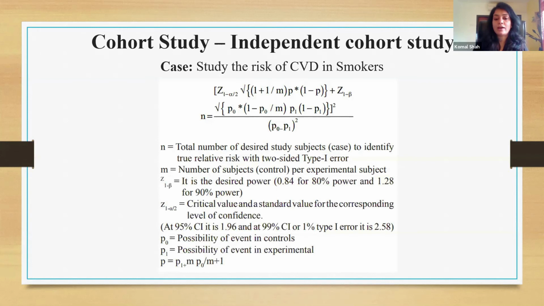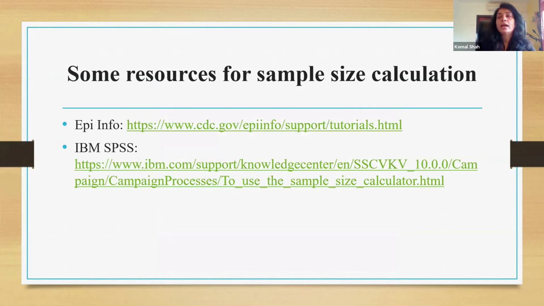The Z value for desired power, and the Z value of the critical value, I need to have. Then I need the possibility of events in control as well as experiment, or my cases. And then I need a simple P value, that is my possibility of event, plus I need to add the value of M. Then I need to multiply the things with the events in control and divide it by M plus 1. So this is the equation that we commonly use when we have a cohort study. Now the sample size for different kinds of study design, we can calculate using these equations.